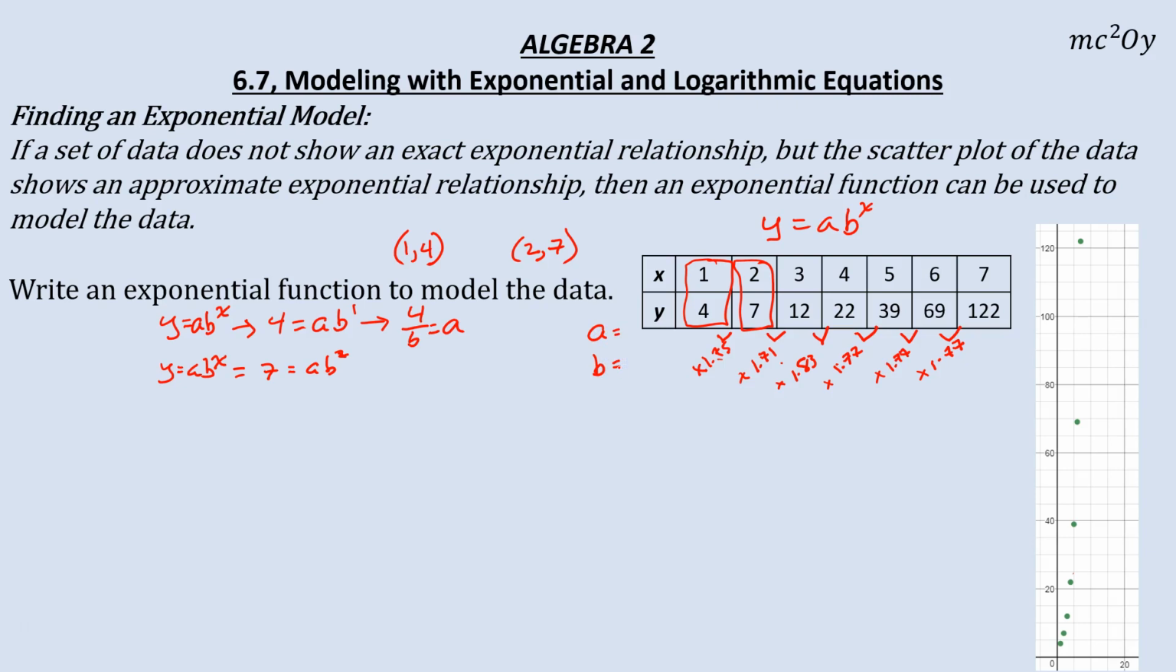Okay, and then I take that value of A and I substitute it in right here, so I get 7 equals 4 over B times B squared. Hopefully you recognize quickly that you can cancel there and there. So you get 7 is equal to 4B. Okay, you solve for B, B is 7/4. Okay, so B is 7/4, not too bad.